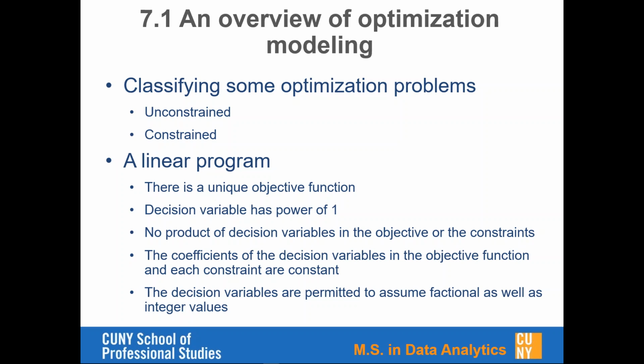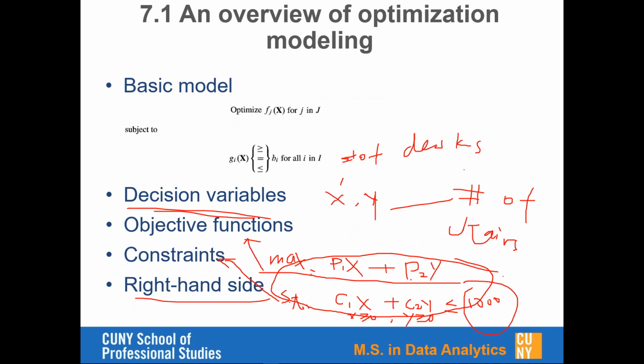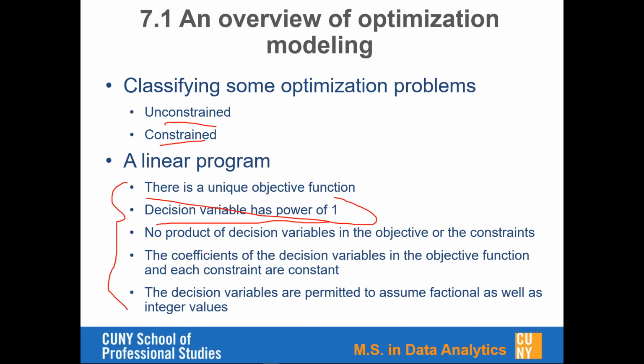And then let's look from a high level at what the optimization problems would be. It could be unconstrained, could be constrained. For a linear program, there is a unique objective function and the decision variables have a power of 1, as we saw just now. It's only powered by 1 here. And there is no product of decision variables in the objective function or the constraints. Otherwise, we would have x times y.